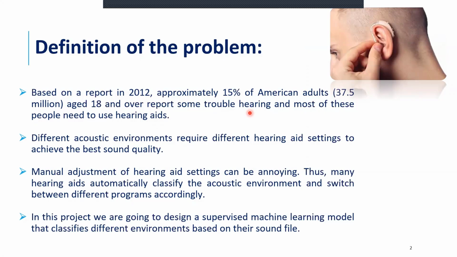But different acoustic environments require different hearing aid settings to achieve the best sound quality. But manual adjustments of hearing aid settings can be annoying. So nowadays there are some hearing aids that automatically classify the acoustic environment and switch between different programs accordingly. So in this project, we're going to design a supervised machine learning model that classifies different environments based on their sound file.